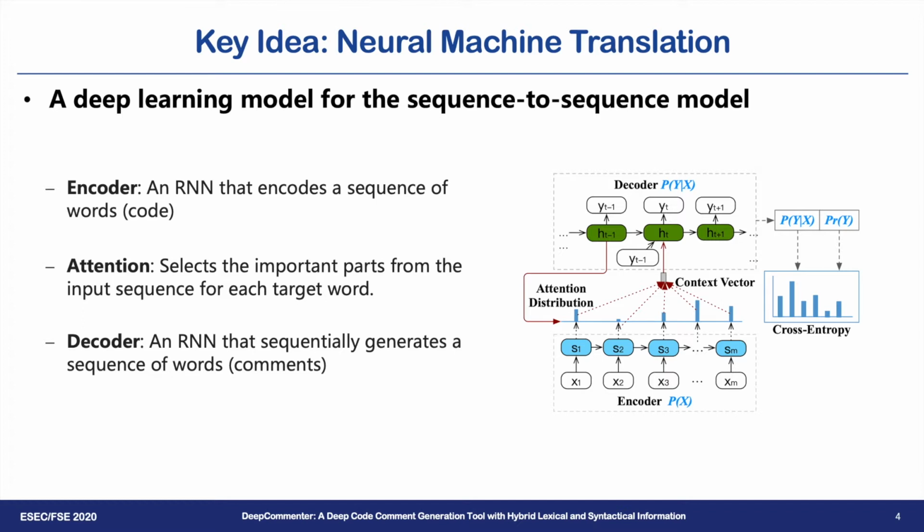The structures of these two tasks are similar. They are both sequence-to-sequence deep neural network models. Both of them have three parts: encoder, attention, and decoder. Here is the framework of our model.